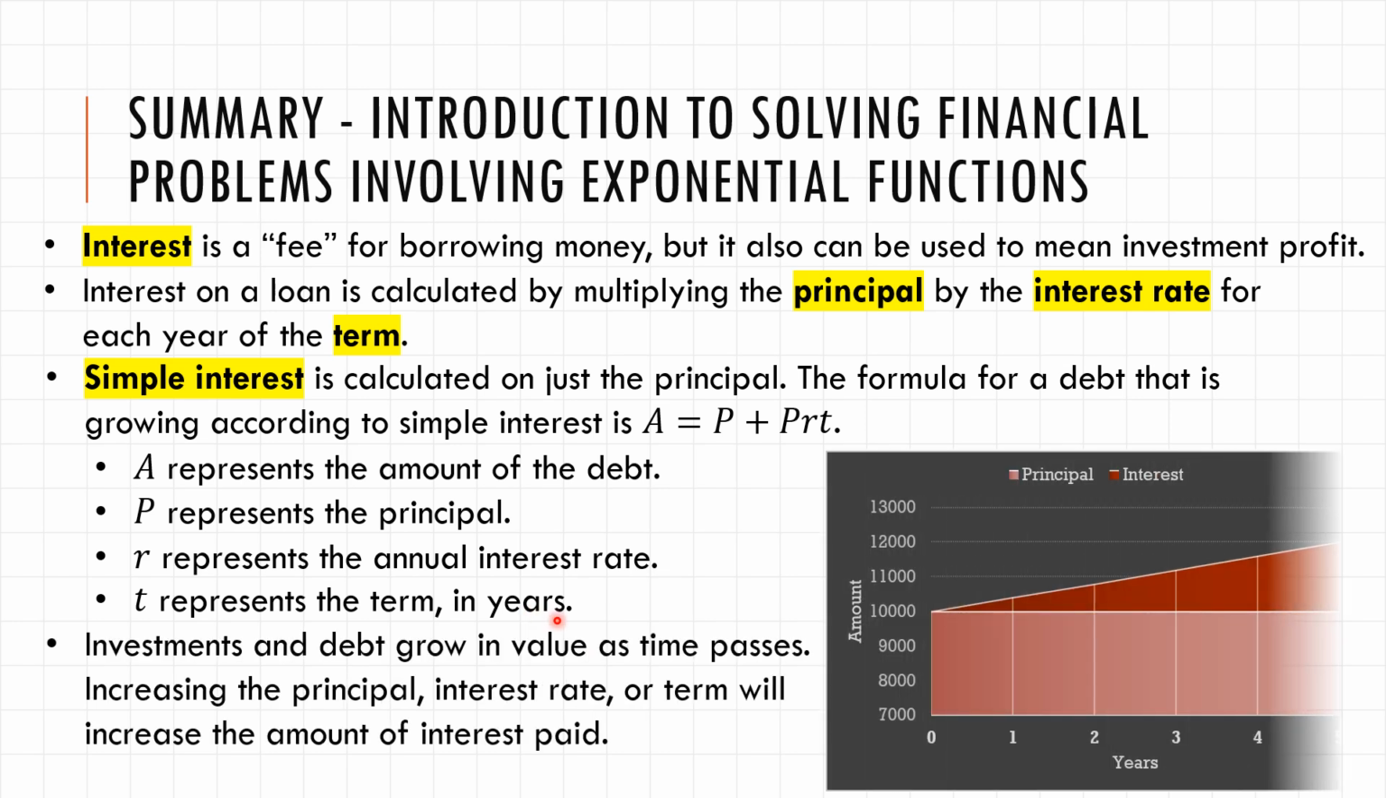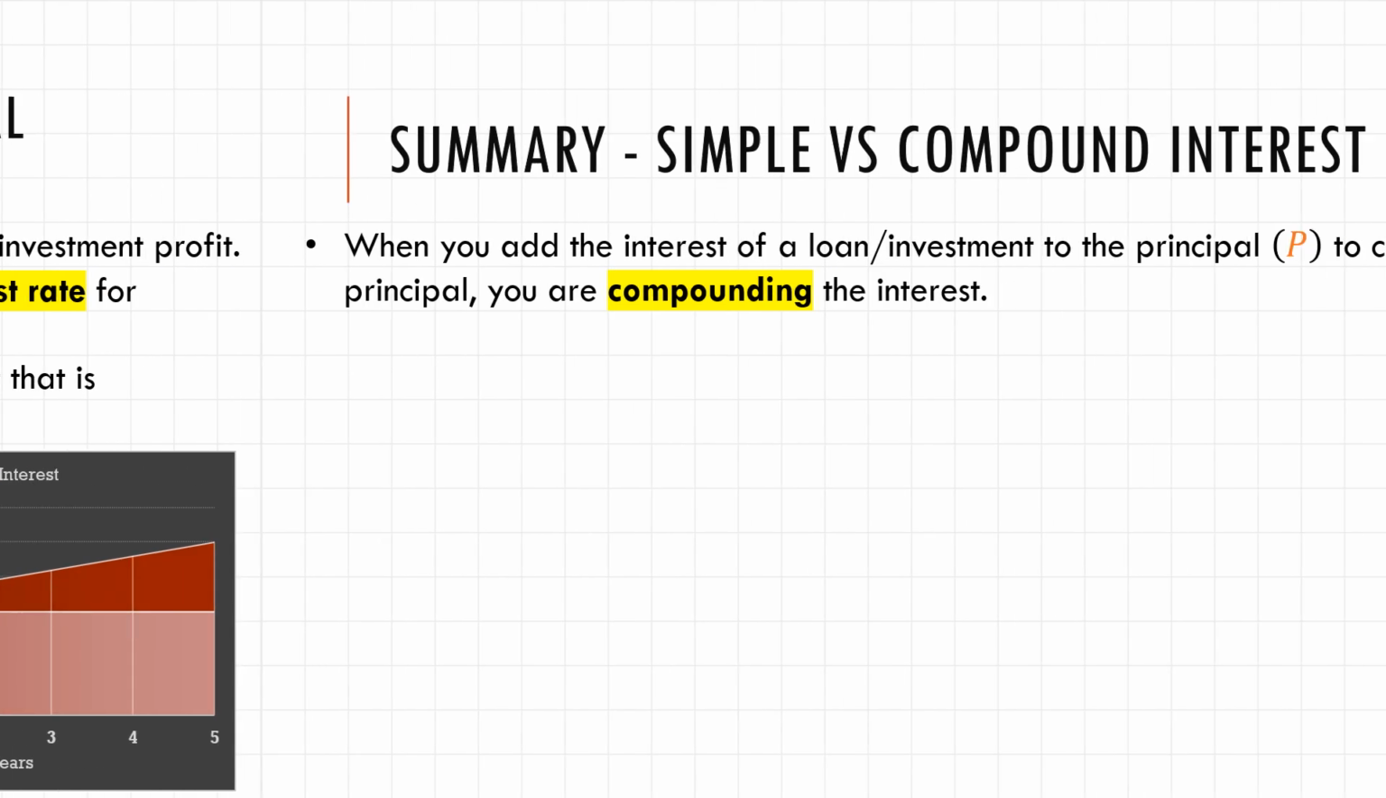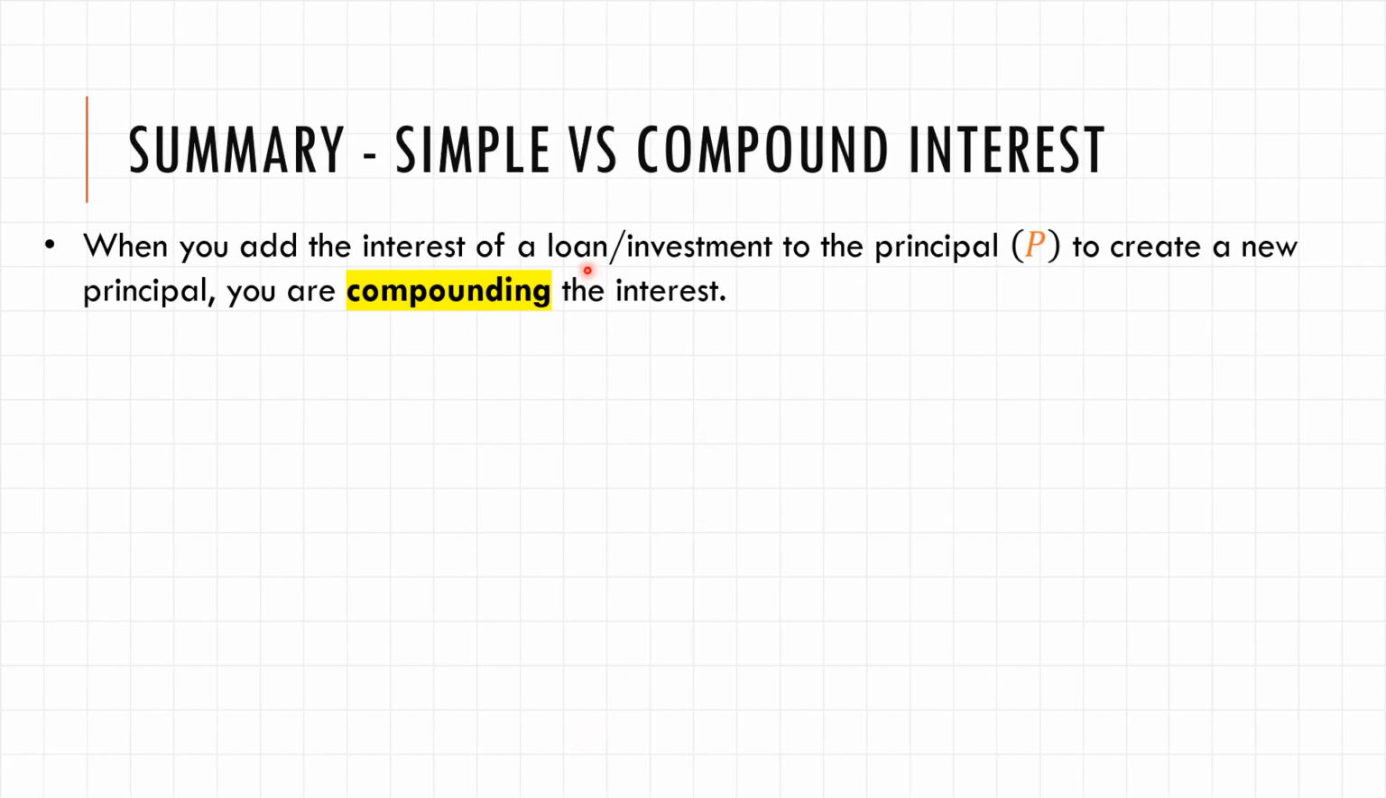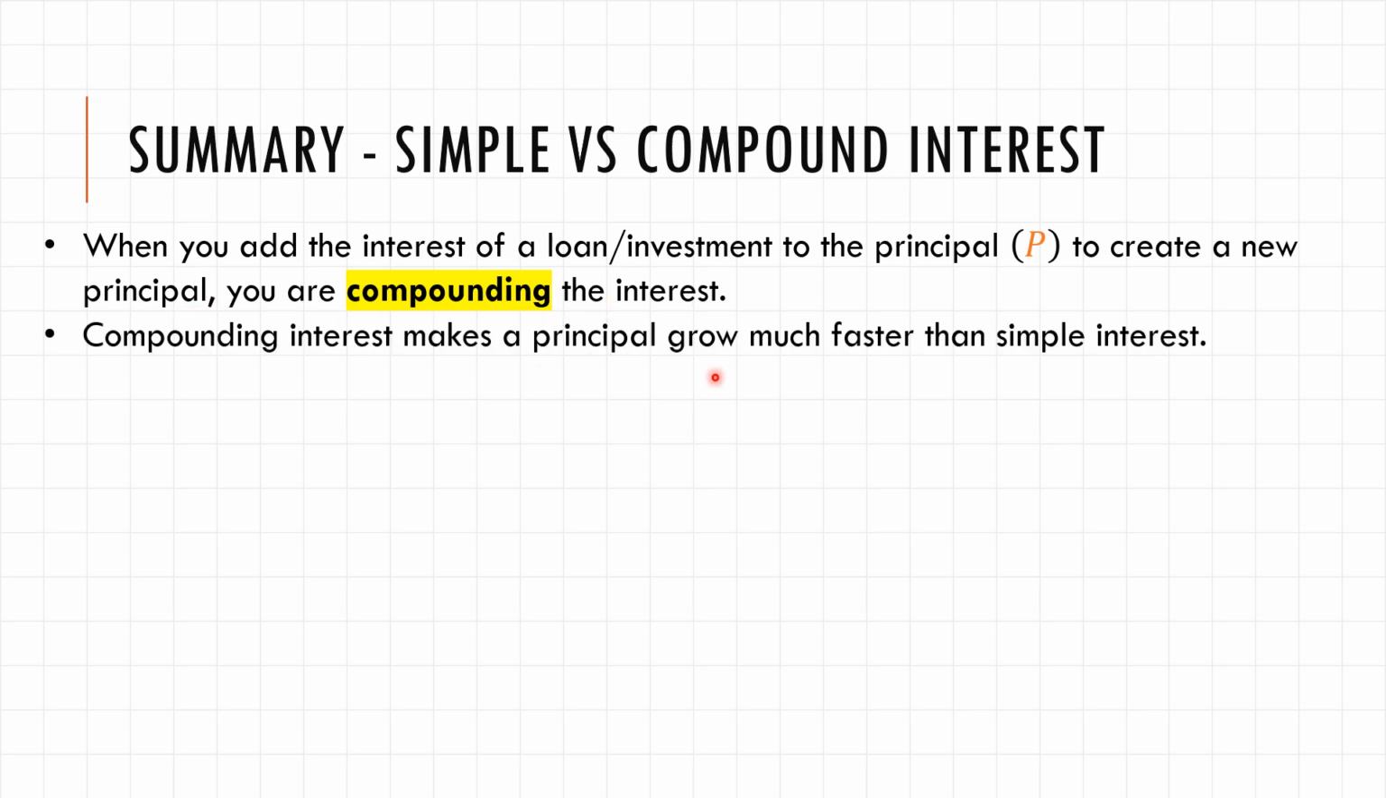Investments and debts grow in value as time passes. So making a timeline is always a good idea. If you increase the principal, if you increase the interest rate, or if you increase the term, that will increase the total amount of interest that is paid. When you add the interest of a loan or investment to the principal to create a new higher principal, this is called compounding. And that makes a principal grow much faster than just simple interest does.